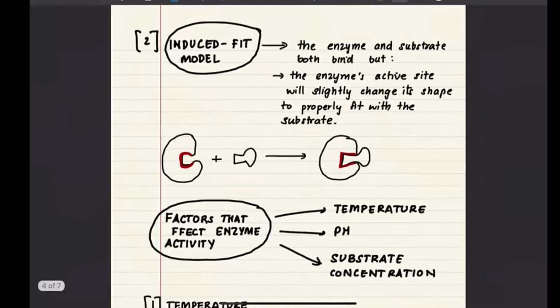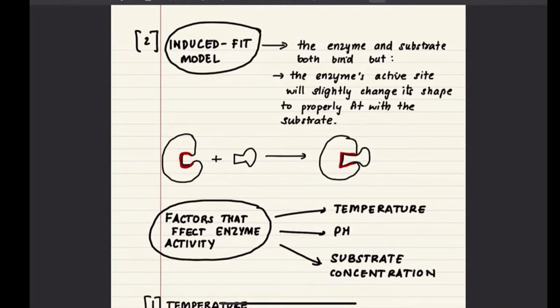Then you have the induced fit model, and the induced fit model is basically the enzyme's active site will slightly change its shape to properly fit the substrate. So if the active site looks like this, you can see it's slightly curved, right? But we can see that the substrate has really sharp edges. So once the enzyme binds the substrate, you can see that it's changed to fit the substrate's square kind of shape. From this curved shape, it has changed into a square kind of shape.